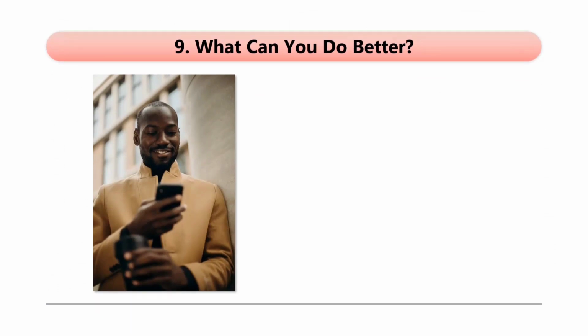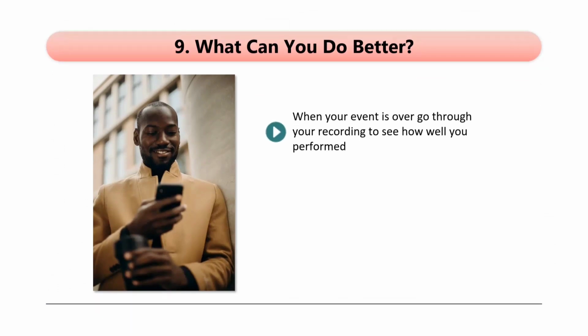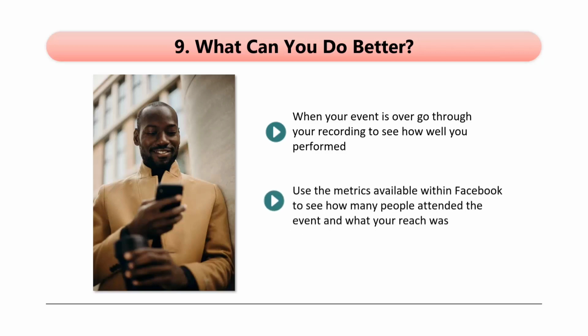9. What can you do better? When your event is over, go through the recording to see how well you performed. Did you come across in a friendly way? What mistakes did you make? Did anything go wrong? You can always do things better the next time around. Use metrics available within Facebook to see how many people attended the event and what your reach was. Facebook has a lot of insightful metrics that we encourage you to use after your events. Learn about all of them and use them regularly.